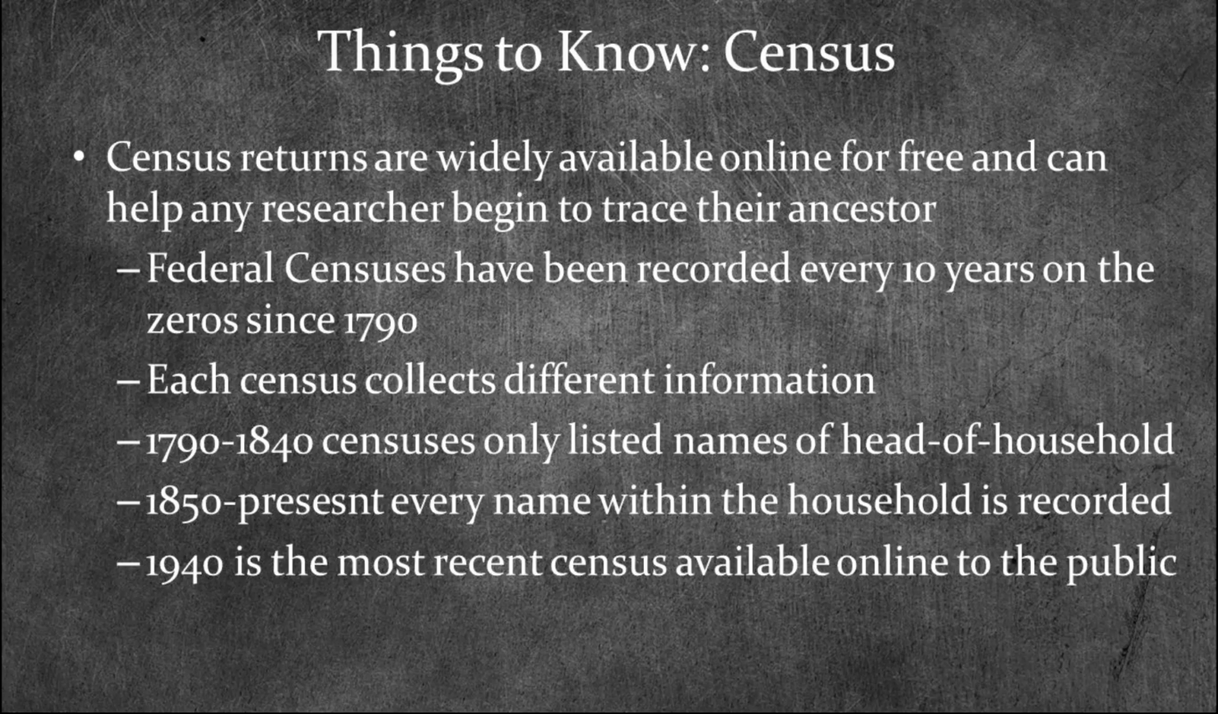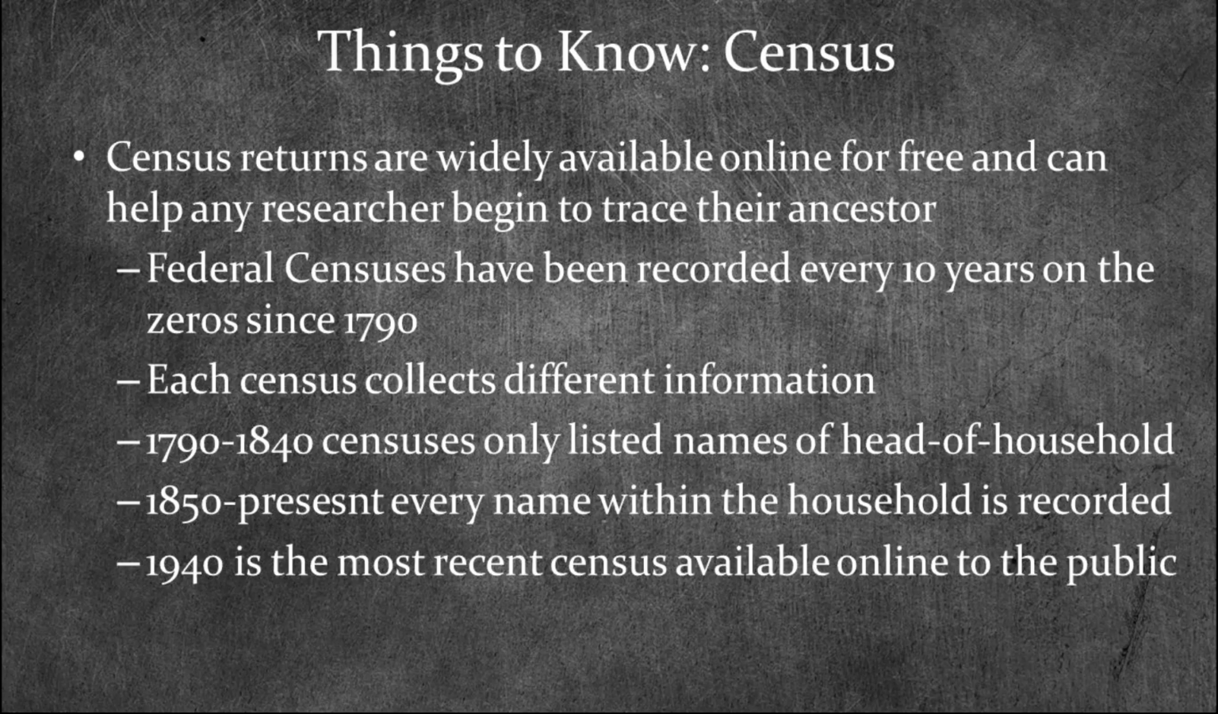But probably the 3 main things that you are going to direct genealogists towards, both the beginners and the experts, are, first, the U.S. Federal Census. The U.S. Federal Census has been recorded every 10 years since 1790. So 1790, 1800, 1810, they're always done on the zeros. The censuses exist from 1790 up to 1940. That is the most recent census that is accessible to the public online.